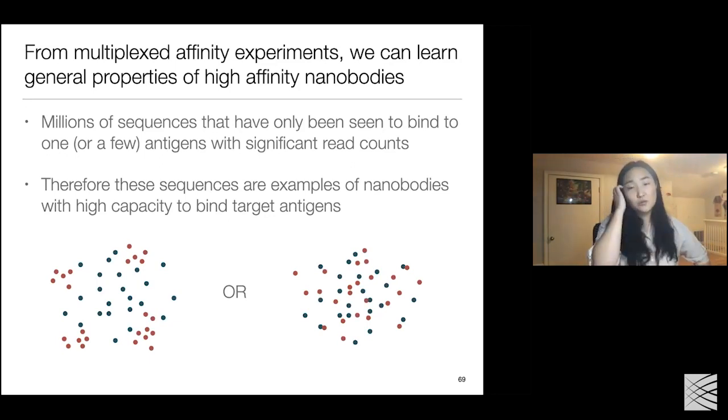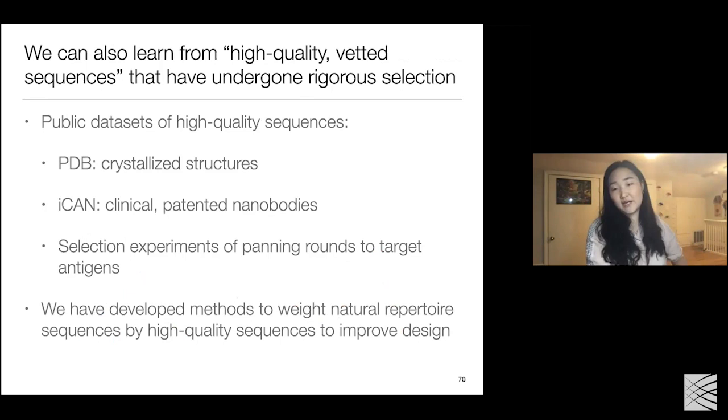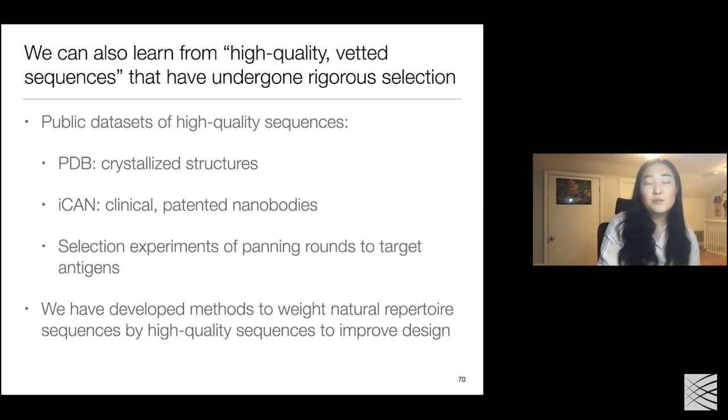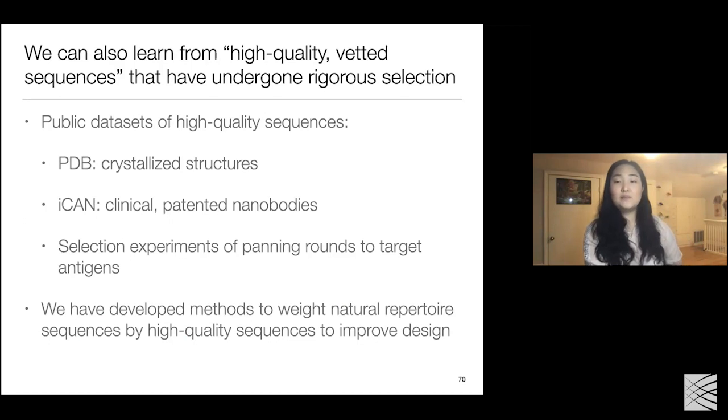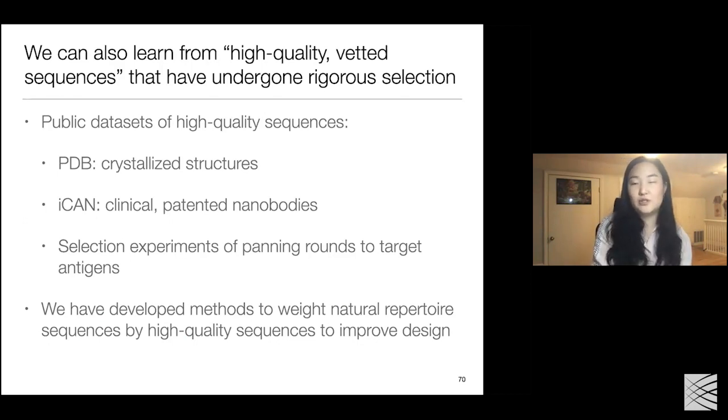So this is something that we are working to answer and will have an effect on how we train our models. In addition, we're not only tied to experimental data sets, but we can also use public data sets of high quality sequences. And these sequences are examples of good vetted sequences that have high stability and affinity. And we can use this to shape the natural repertoire distribution on which we train to target sequences that are most likely to be developable or highly stable and have good favorable biochemical properties. And this is something we have done.